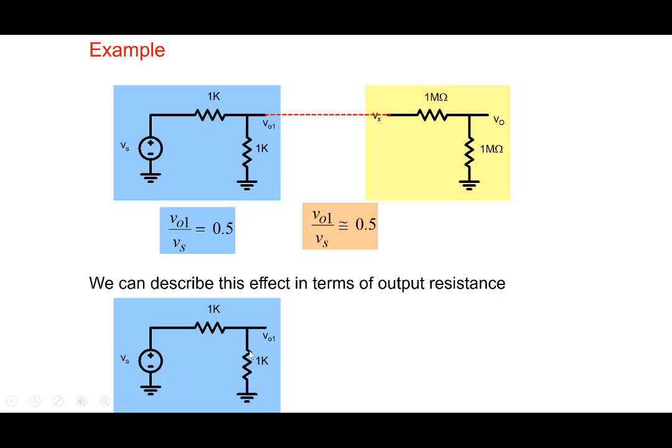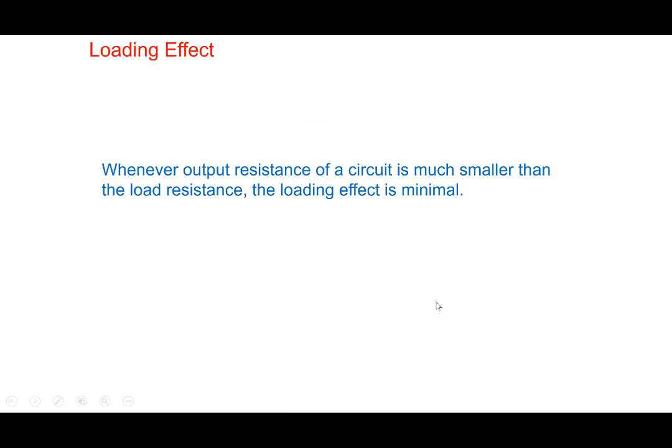So this circuit that we see here has an output resistance looking from here, between this terminal and ground, let's say. Whenever you want to calculate the output resistance of a piece of a circuit, you short the independent source. So this 1K and 1K will come in parallel. Output resistance is 0.5K. And the load, when we look at it from this side, is 1 mega ohm plus 1 mega ohm, 2 mega ohm. So R0 is much, much smaller than the load resistance. Whenever the output resistance is much, much smaller than the load resistance, the loading effect is minimal.